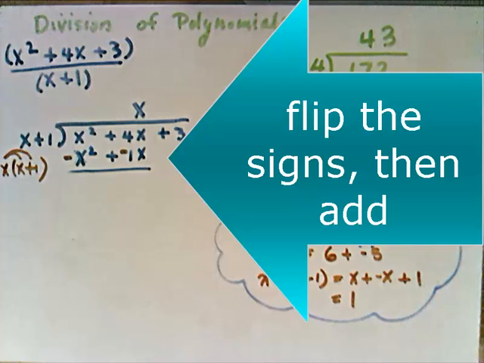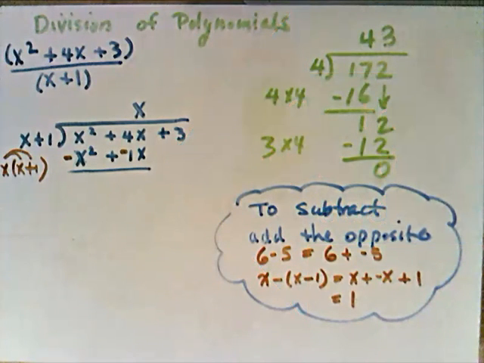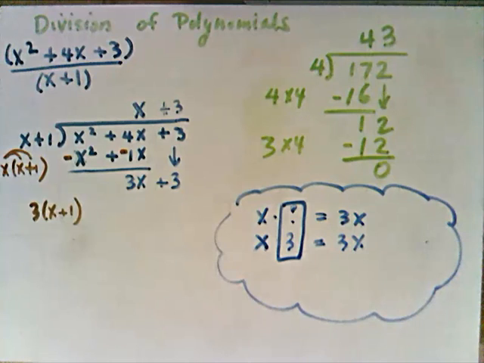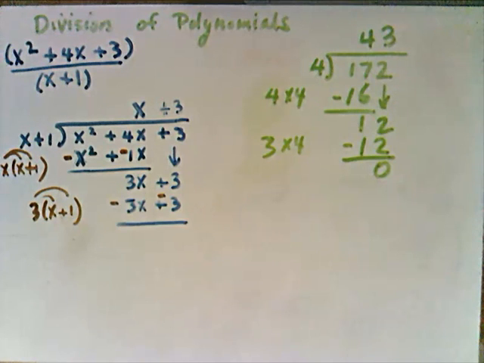I'm flipping the signs of x squared plus 1x to negative x squared plus negative 1x. 4x plus negative 1x is positive 3x. Then I bring down the positive 3 and ask myself, x times what gives me 3x? The answer, of course, is 3, which I put above the 3. Now I need to multiply 3 times the divisor x plus 1 to find out if I have any remainder. 3 times x plus 1 is 3x plus 3. Now I add the opposite to subtract, and I get 0 remainder.